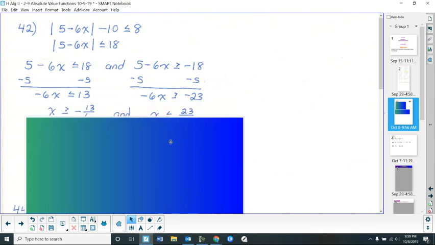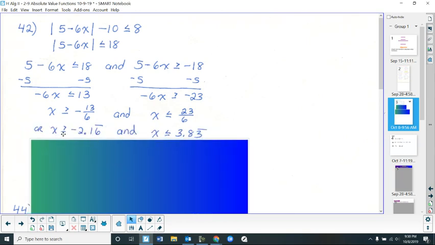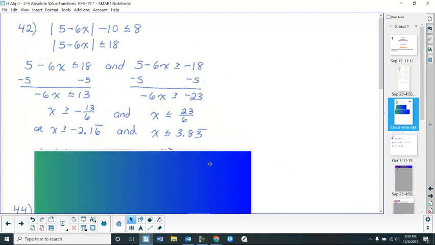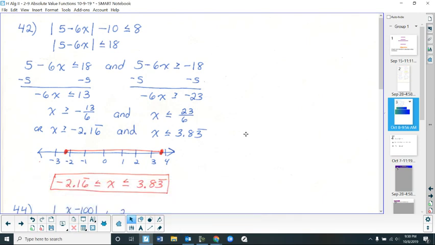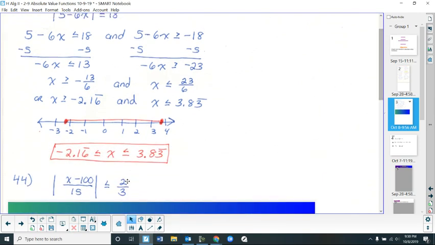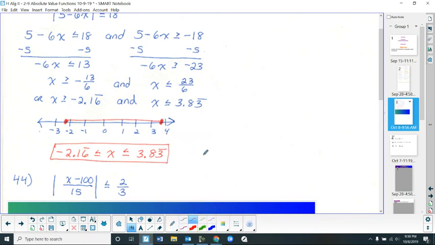Subtract 5, divide by negative 6. When you divide by a negative, flip the sign. So I have x is greater than or equal to negative 2.16 and less than 3.83. So I graphed that and said, yeah, that's everything between. Now, I prefer the fractional answers. I will accept the decimals as well, and I wrote the decimals. So either with that, or if you have negative 13/6 is less than or equal to x, which is less than or equal to 23/6, that's fine too.